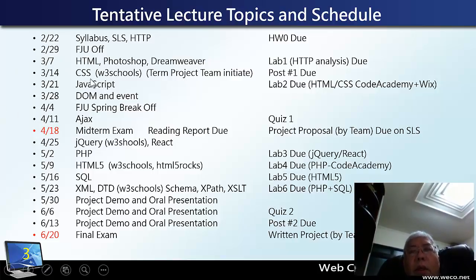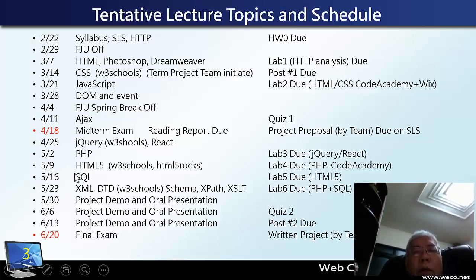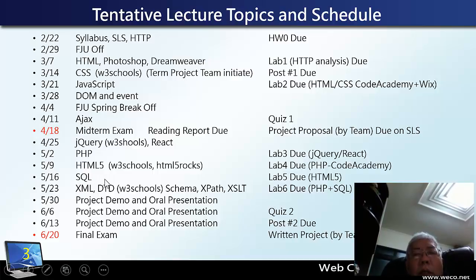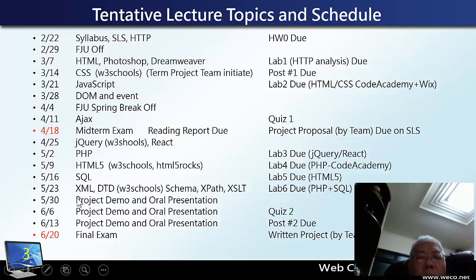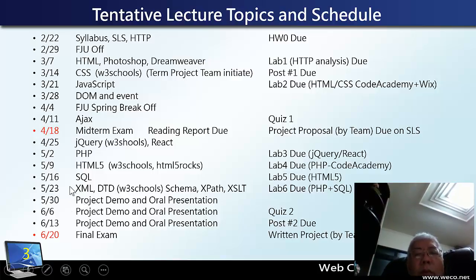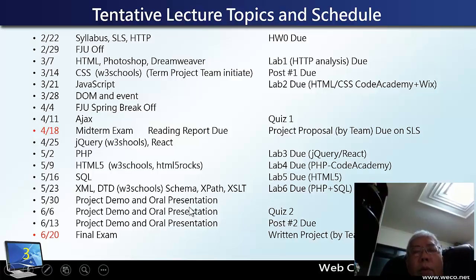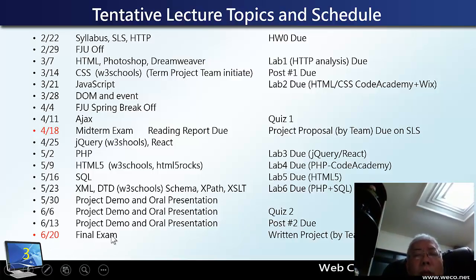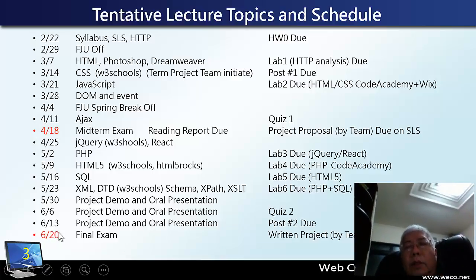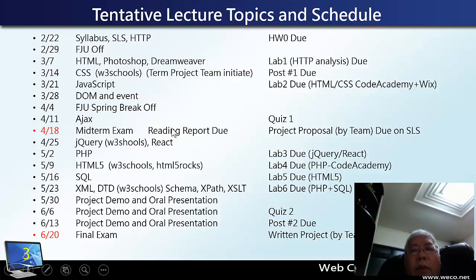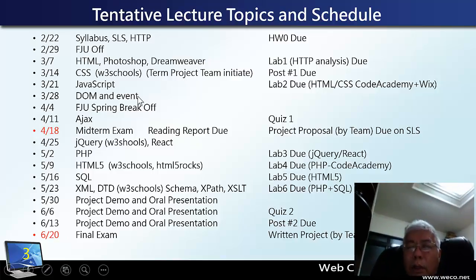Then on the server side, in the backend, we have PHP and SQL, that's the database Structured Query Language. And XML, as we mentioned. And we have 3 weeks for term project demo and presentation. And we have another exam, the final exam, on June 20th. So that's basically the tentative schedule of topics for this semester.